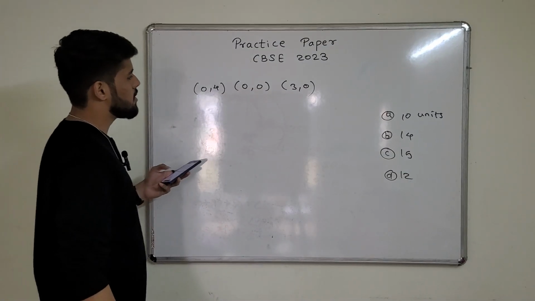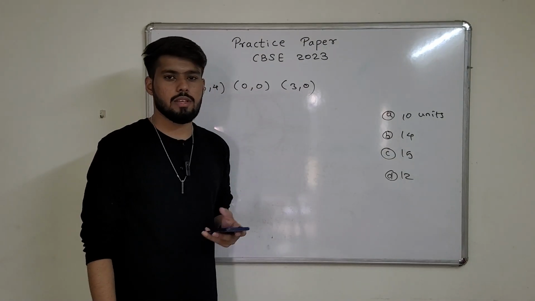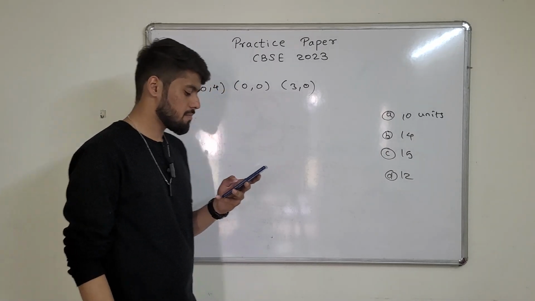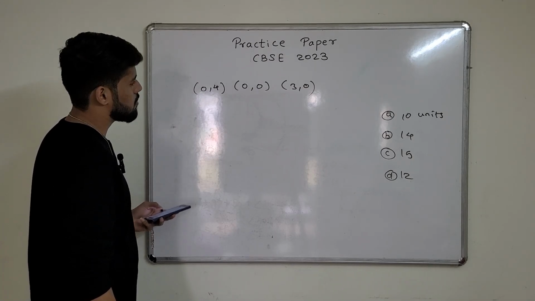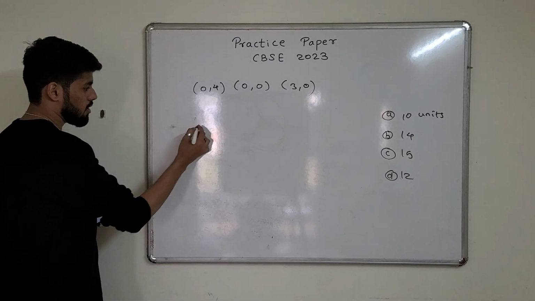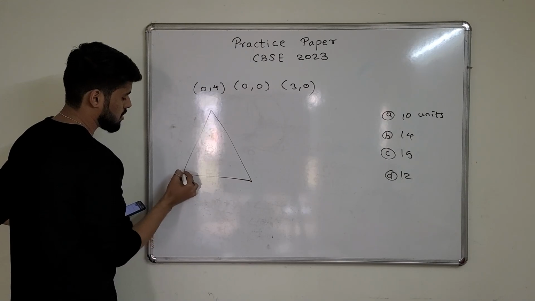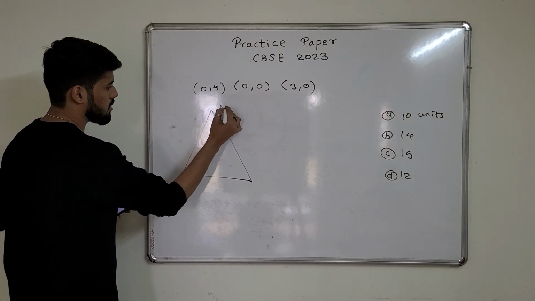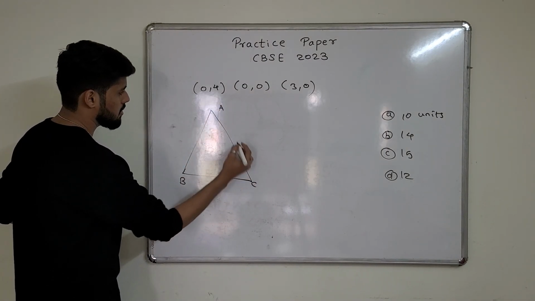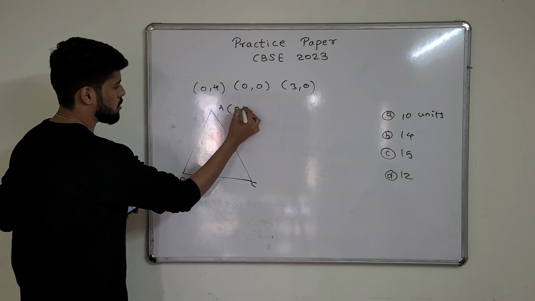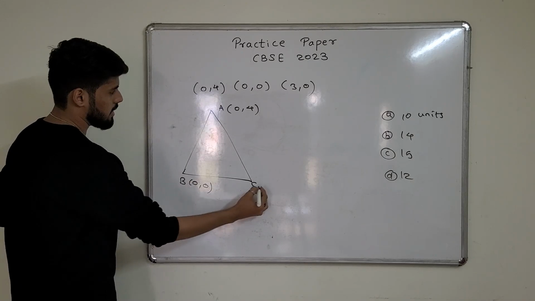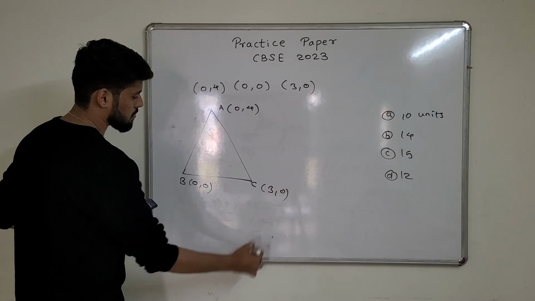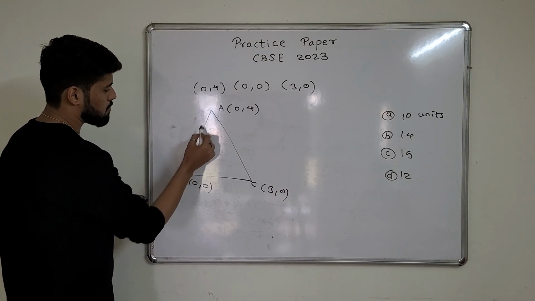So I will just explain you the concept. You all let me know the answer in the comment section. Okay. So the perimeter of the triangle with vertices (0, 4), (0, 0), and (3, 0). So let's draw the figure for this question. If I am considering this triangle ABC, let this point be (0, 4), let this be (0, 0), and let this be (3, 0).